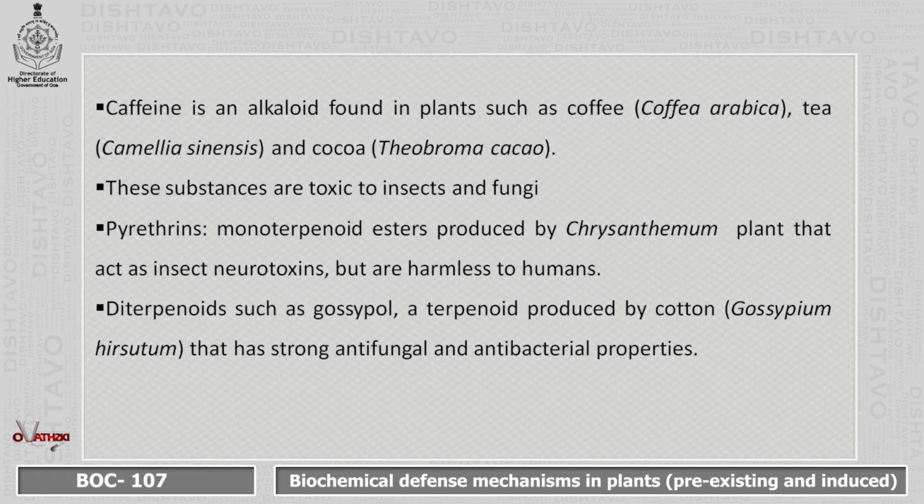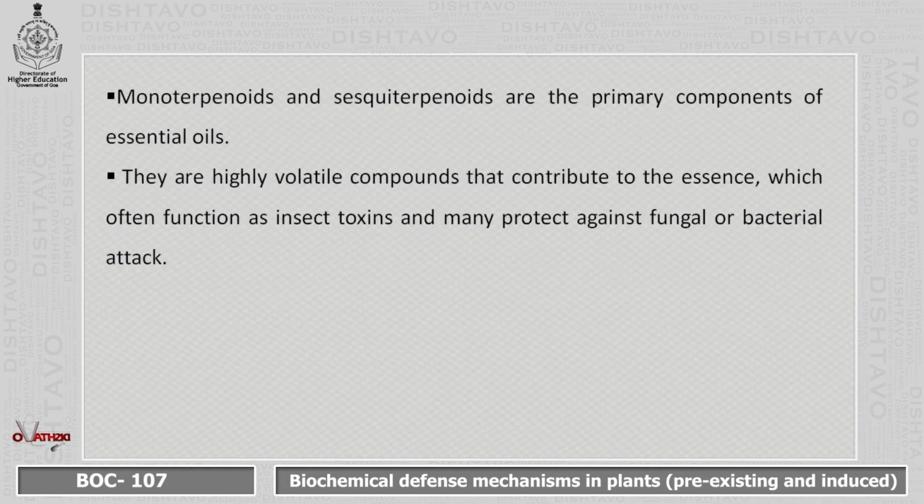Diterpenoids such as gossypol, a terpenoid produced by cotton, that is Gossypium hirsutum, have strong antifungal and antibacterial properties. Monoterpenoids and sesquiterpenoids are the primary components of essential oils. So they are highly volatile compounds that contribute to the essence, which often function as insect toxins and may protect against fungal and bacterial attack.